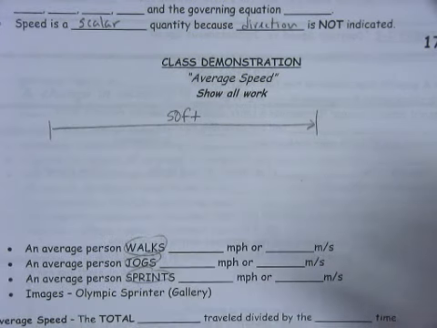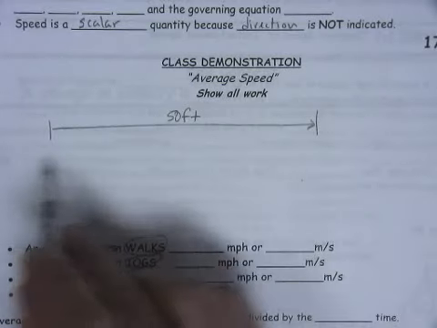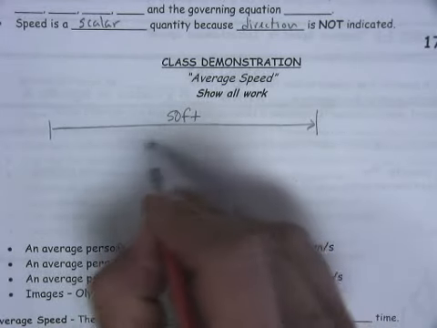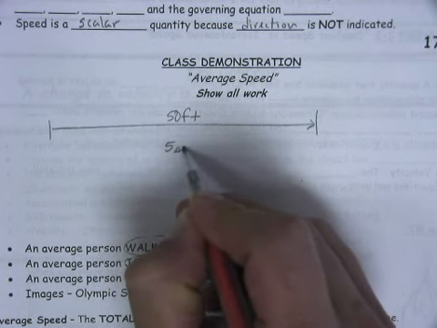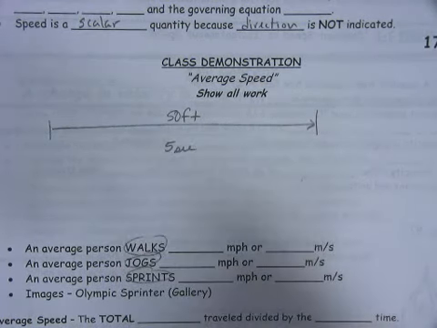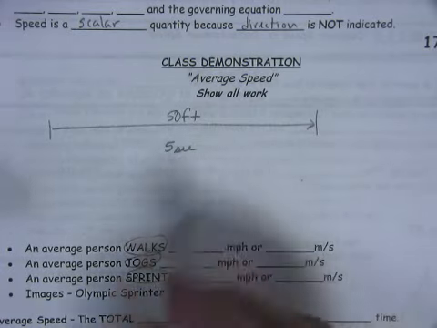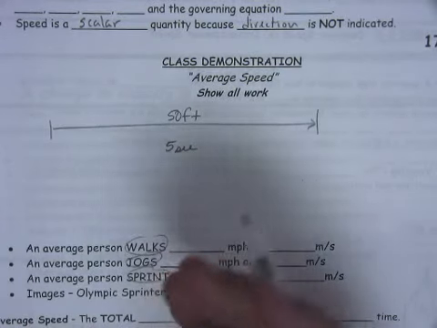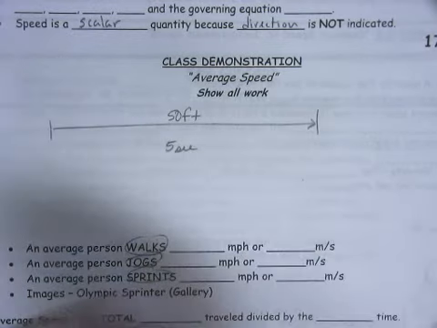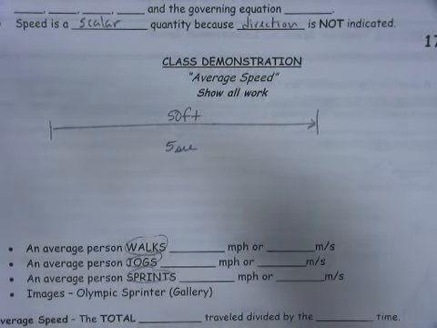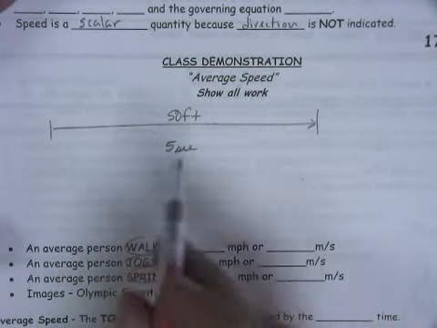So I'm gonna make a guess here. Let's say we time someone and it takes them, let's say, 5 seconds to go that 50 feet. I'm just making that up. And I guess what I'm trying to do is the math here that we would normally do in class for this particular problem. So 50 feet in 5 seconds.